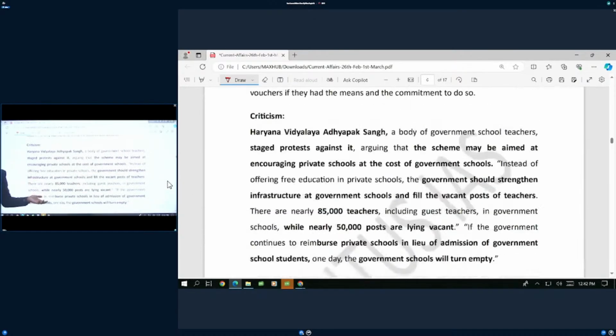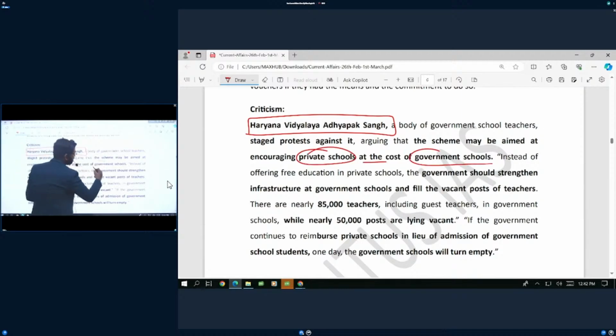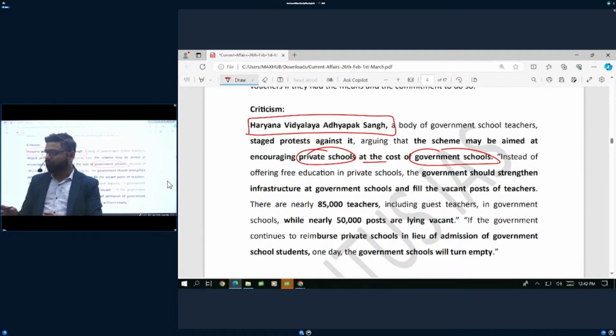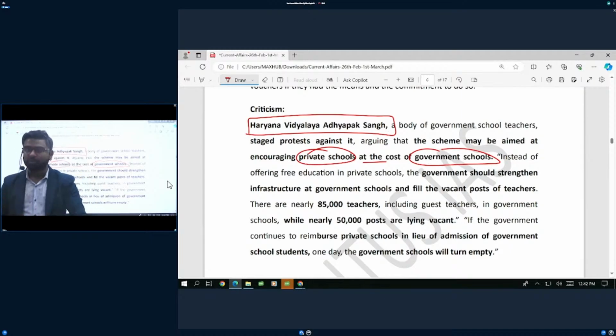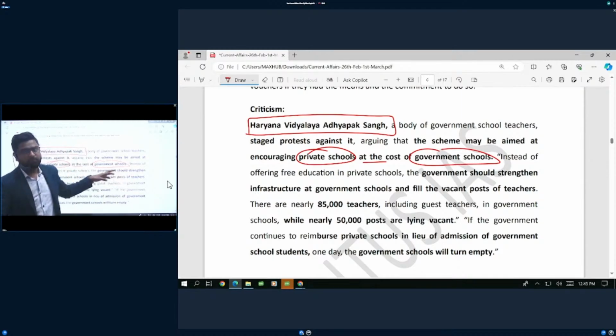अब this was the criticism by this Haryana Vidyalaya Adhyapak Sangh. They argue that this scheme, the Chirag scheme, aims to promote private schools at the cost of government schools. वो कह रहे हैं यार आप इतना पैसा काहे लगा रहे हो उसमें, the money that you will give to the student for private schooling, उस पैसे को गवर्नमेंट में क्यों नहीं लगाते. एक और बार रिपीट करना है, उसे मैं रिपीट कर देता हूं दोबारा से.